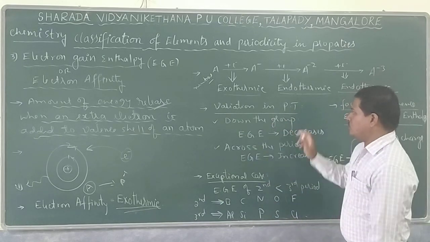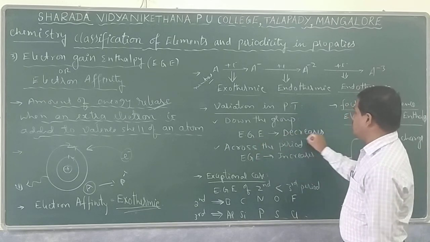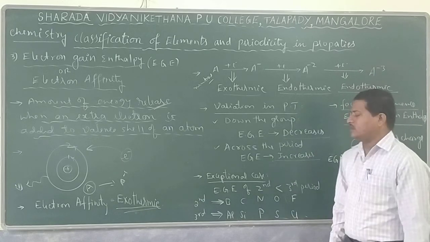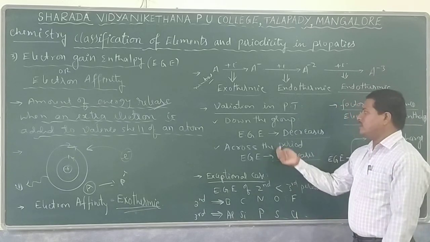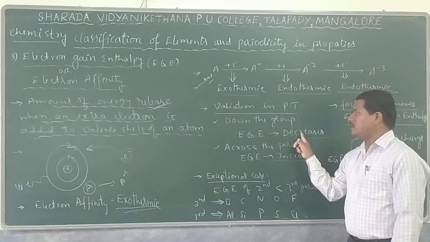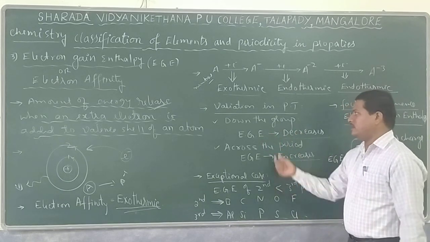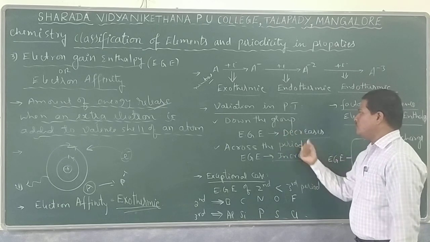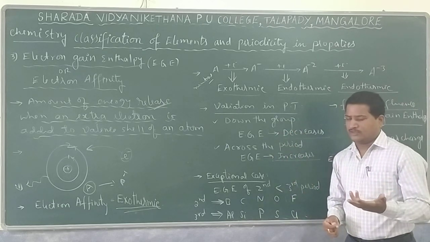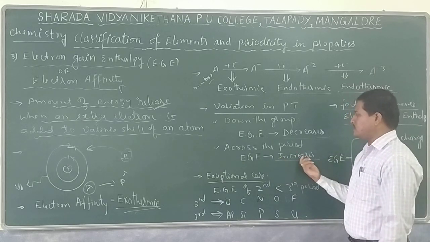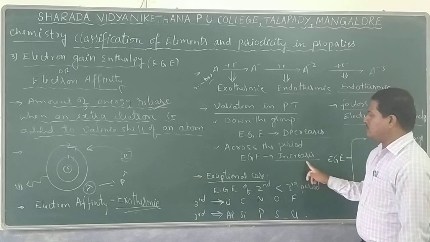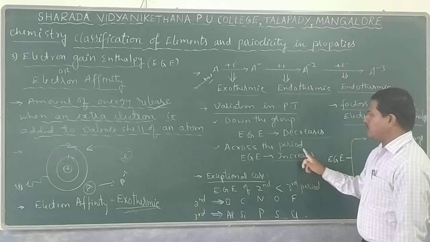Down the group, electron gain enthalpy decreases, whereas across the period, electron gain enthalpy increases. Because the size increases, the attraction between the incoming electron and the nucleus decreases. That is why electron gain enthalpy decreases down the group. But across the period, electrons are added to the same shell, so nuclear charge is more, force of attraction is more, and a large amount of energy is released. So electron gain enthalpy increases across the period.